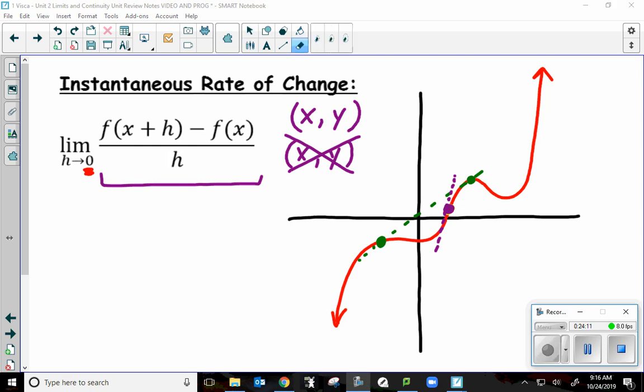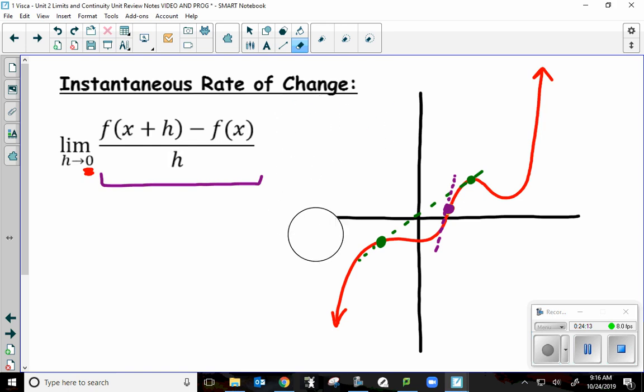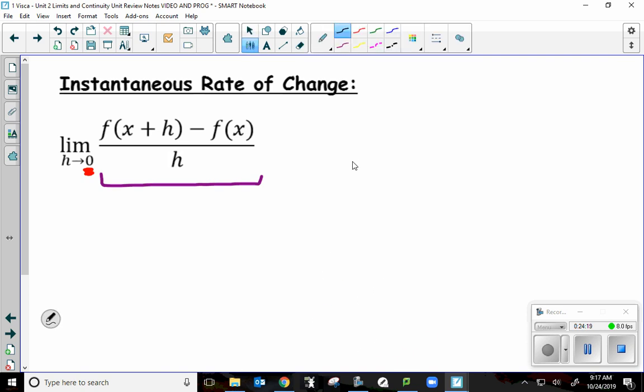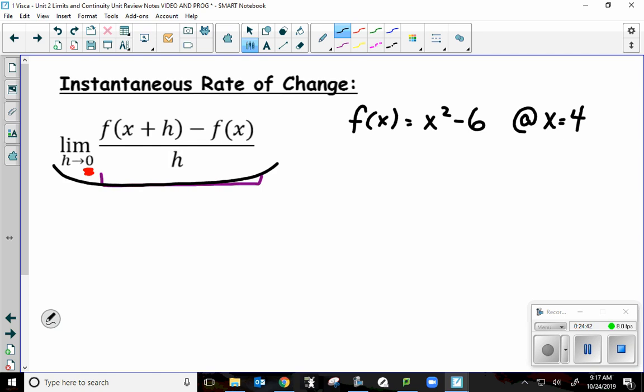Well, let's do an example here. Let's say they give us a function, f of x equals x squared minus 6. And they want us to find the instantaneous rate of change when x equals 4. I need to take this limit here and apply it to my function. So first off, I need to take x plus h and put it into my function.